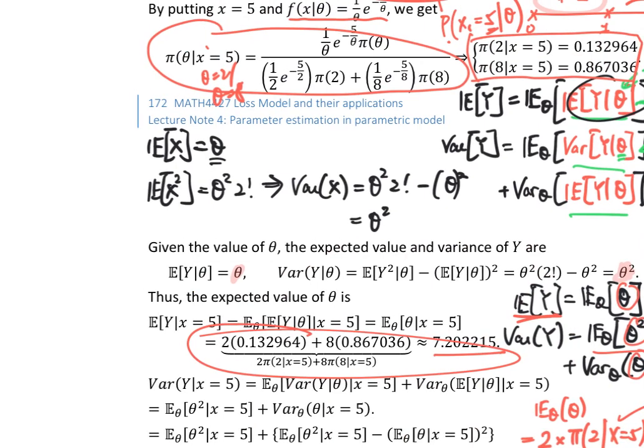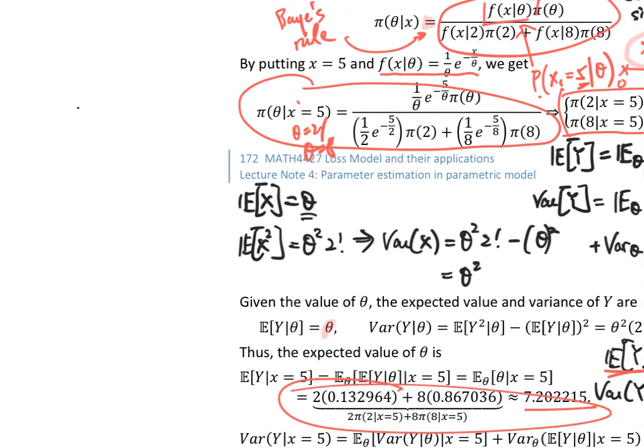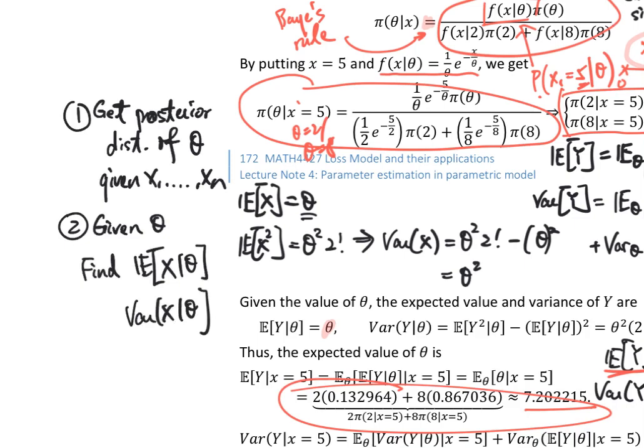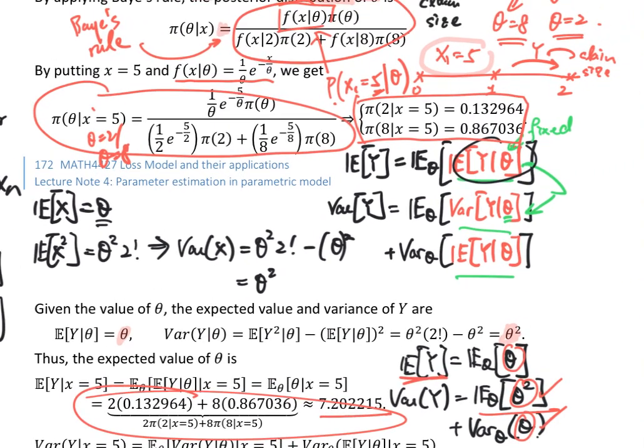First of all, you should obtain the posterior distribution of your parameter, given the data s1, s2, ..., sn. The second thing is, given theta, you try to determine the expected value of s given theta and also the variance as well, which are the two key elements in the formula for getting the expected value and the variance.